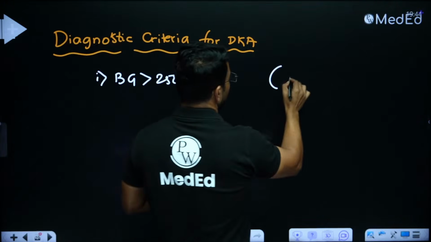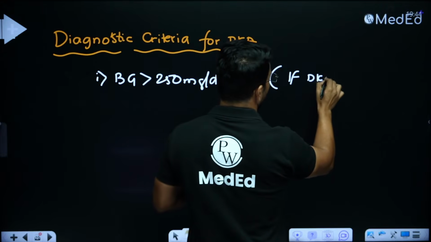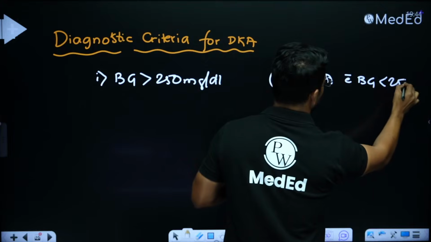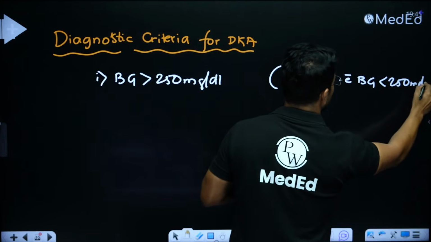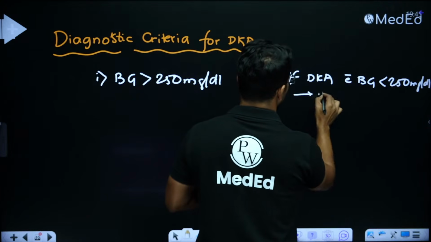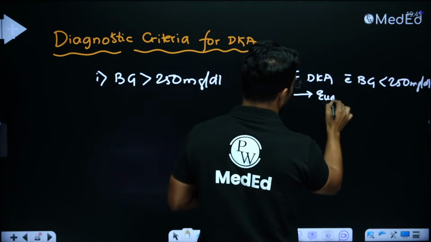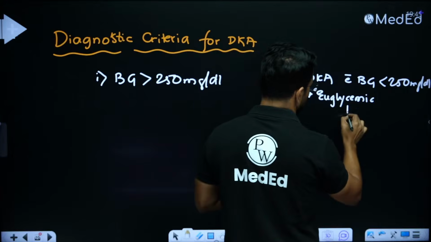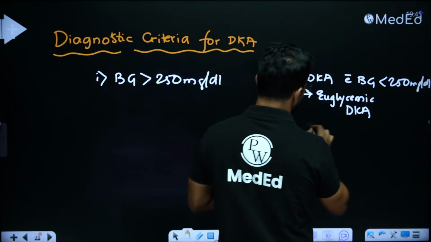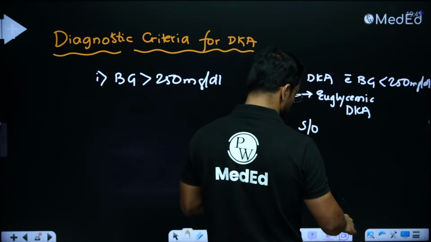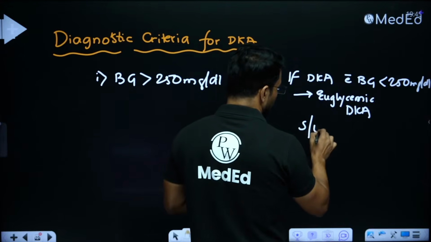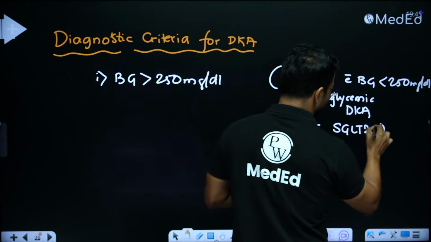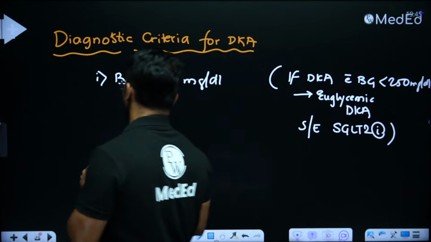If DKA occurs with blood glucose level less than 250 milligrams per deciliter, this will be called euglycemic DKA or euglycemic ketosis. It is usually a side effect of a class of drugs. Which class of drugs? This is usually a side effect of SGLT2 inhibitors. We have discussed this in the previous class as well, right?